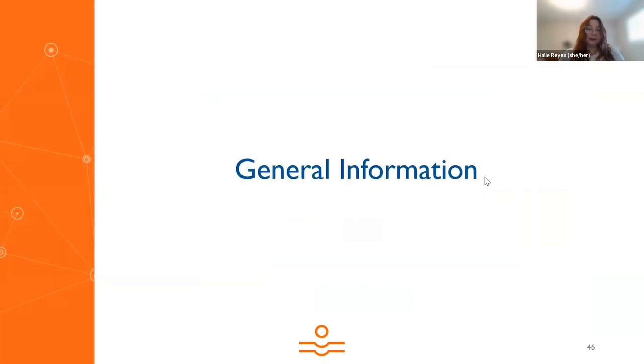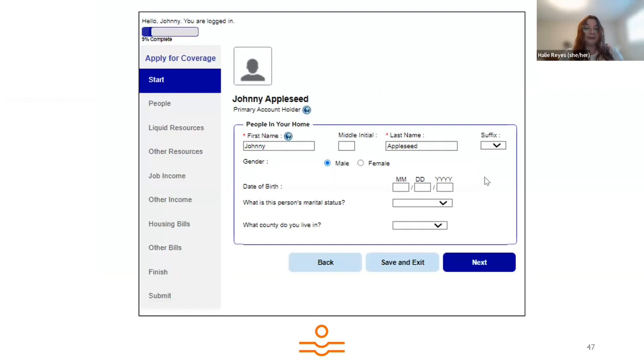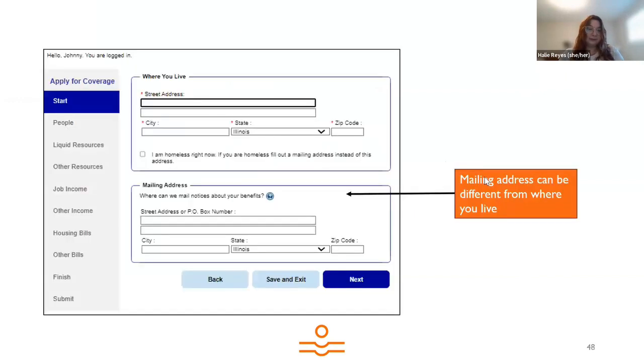And now you'll be entering the general information for your client. So re-enter their first and last name, and select their gender, date of birth, marital status, and county. You'll enter their street address, city, and state. If they have a different mailing address than the one they reside at, you can enter that here. This is more commonly used for people who receive mail at a PO box.